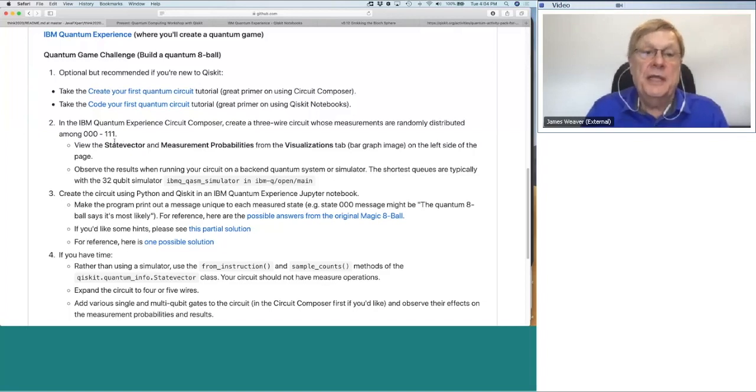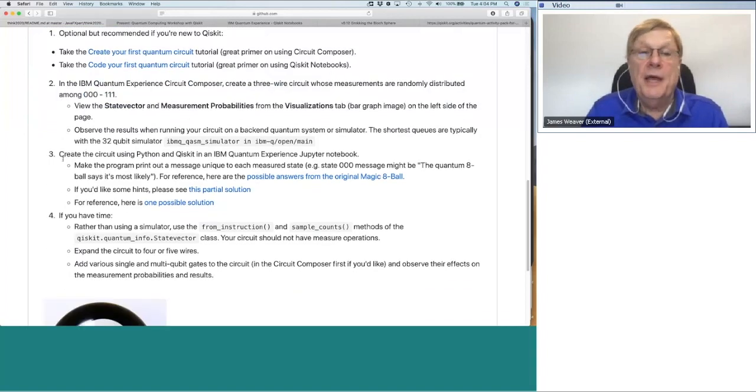Then you're going to do the same kind of thing, only you're going to use Python, and you're going to do it in a quantum experience Jupyter notebook. And here are some of the objectives. Using Qiskit and Python, you're going to create your circuit. And then you're going to have it print out a message unique to each measured state. For example, 0, 0 might be the quantum 8-ball says it's most likely. And here's some possible answers.